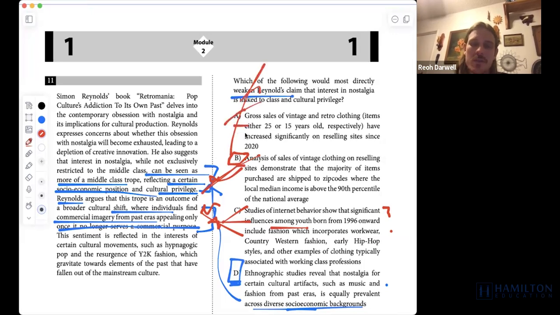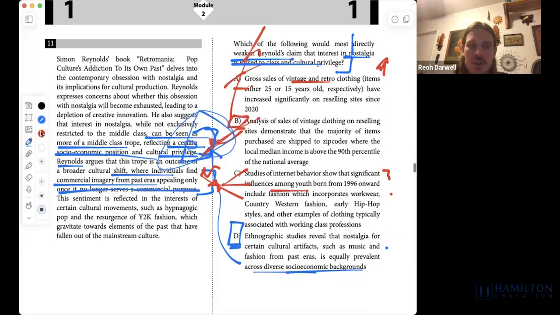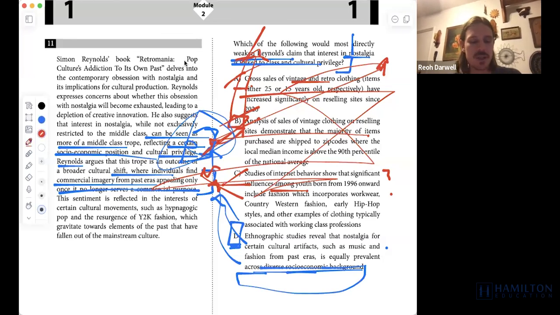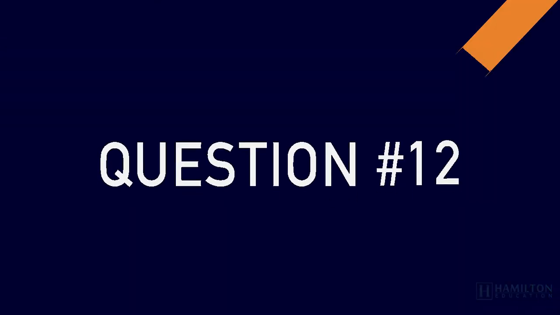And then A is just a simple fact that just would state that vintage has gone up. But we are talking specifically about actually nostalgia linked to class and cultural privilege. So we are only focused right here. And as such, these answer choices do nothing to talk of that. But D refutes it specifically because B doesn't weaken the claim, it supports it. So that's how we arrived at D. And if you missed any of those steps, that's how you would arrive to the incorrect answer choice.